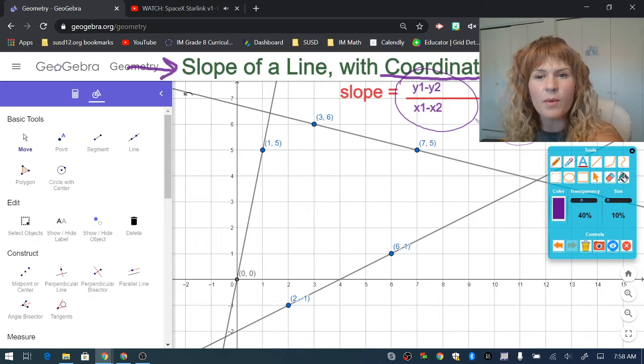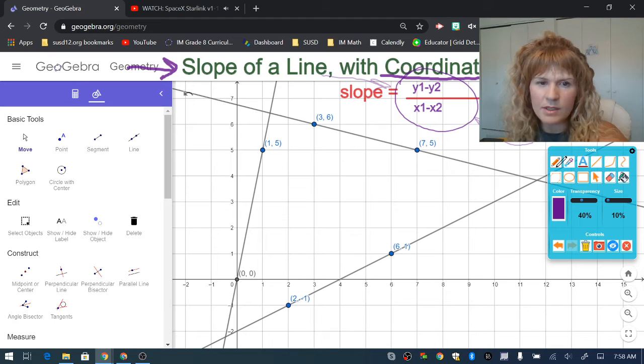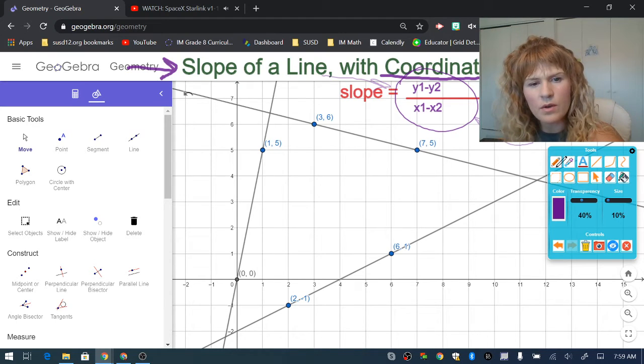Now here's another way to calculate slope. Use the coordinate points. y1 minus y2 will give you the rate of change vertically. x1 minus x2 will give you the rate of change horizontally. Okay, let's give it a try. So let's say we want to know the slope of this line right here.